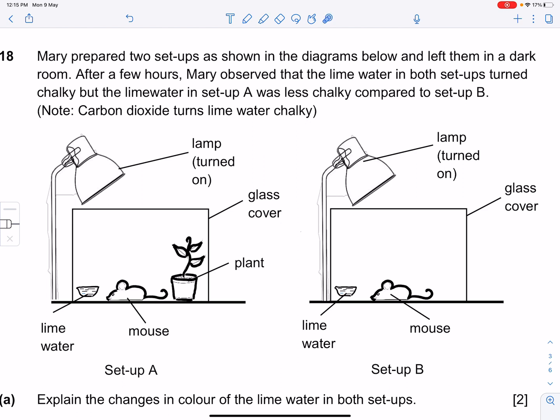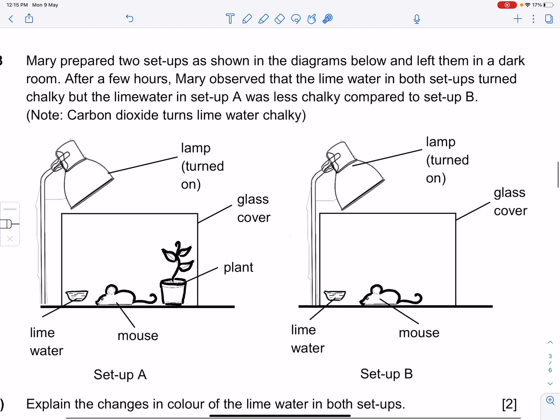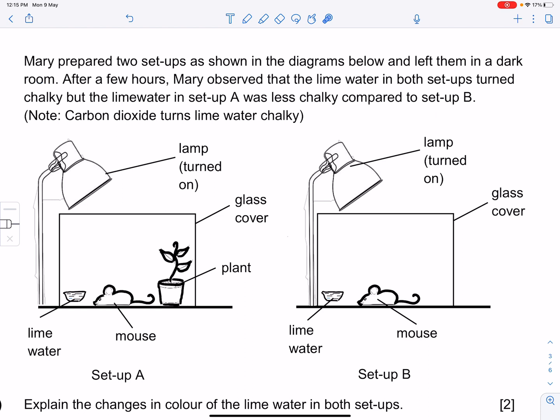Now, they told you already, Mary prepared two setups as shown in a diagram and left them in a dark room. After a few hours, Mary observed that the lime water in both setups turned chalky, but the lime water in setup A was less chalky compared to B. Now, when you do questions like this, you must always identify your changed variable. So your changed variable is basically the condition that got changed in the experiment. So the difference would be the presence of plants and the absence of plants, right?